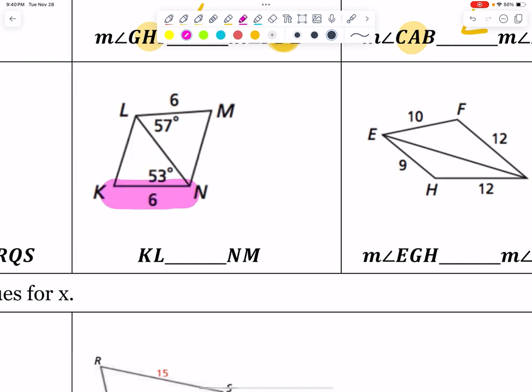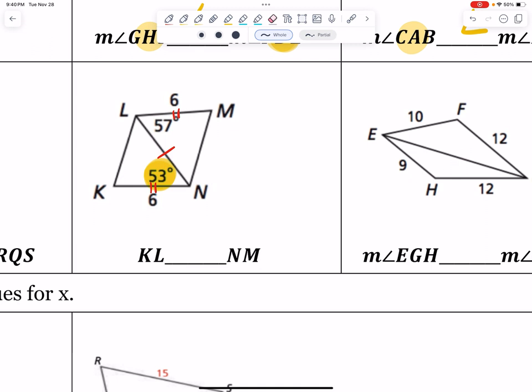Okay, it looks like I have another reflexive property here. I've got 6, 6, and this is a reflexive property, and then 6 and then the reflexive property. These overlap right here in the middle. So I do have two sides of one triangle congruent to two sides of the other. So I am allowed to use the hinge theorem to make decisions about the third side.